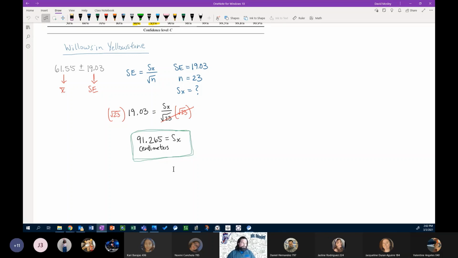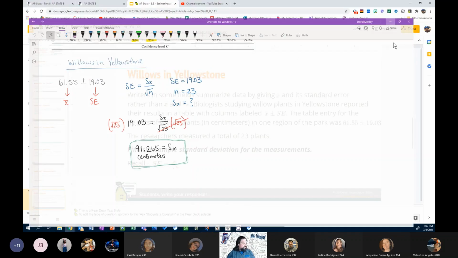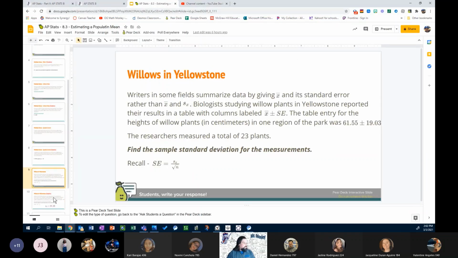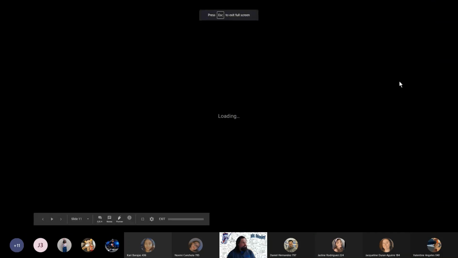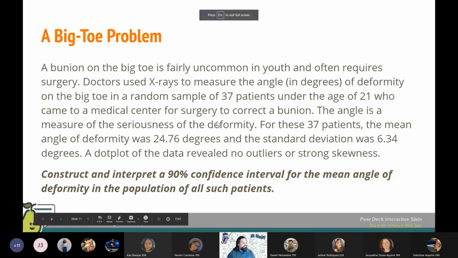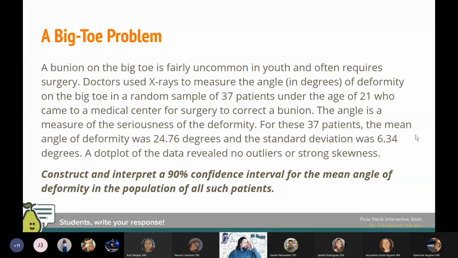Okay. All right. So then we're going to look at my next problem. So again, this is one of the ones with a weird context. We have our big toe problem.